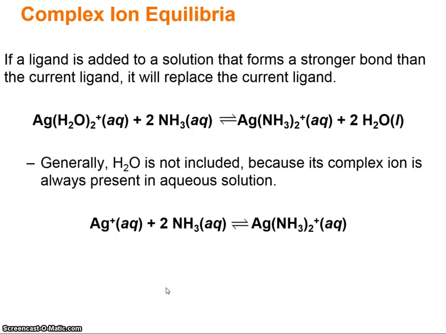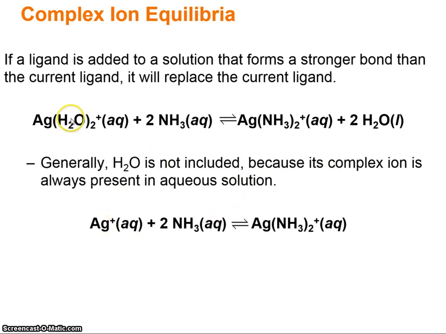If a ligand is added to a solution that forms a stronger bond than a current ligand, it will displace or replace the existing ligand. So Ag with 2 water ligands, if I start mixing in some ammonia, the bond between the silver and the ammonia is stronger than the bond between the silver and the water. So the ammonia comes in, kicks out the water, and now I've got this complex with the Ag NH3, the silver ammonia complex, and water. Generally, because we're working in an aqueous solution, water is not included because its complex ion is always present in an aqueous solution.